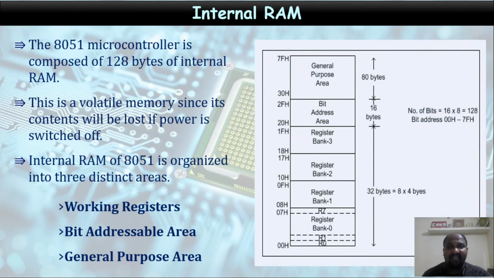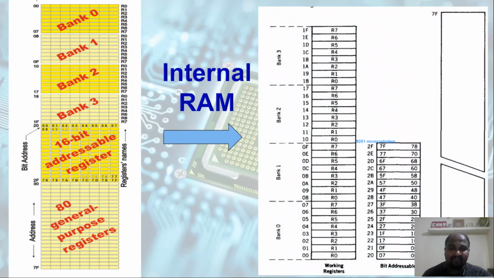And similarly internal RAM, the internal RAM of 8051 is 128 bytes. In detail about this internal RAM we will further study in the memory structure of 8051. This 8051 internal RAM has mainly three distinct areas, that is working register area, bit addressable area and general purpose area. So this is the internal RAM structure.